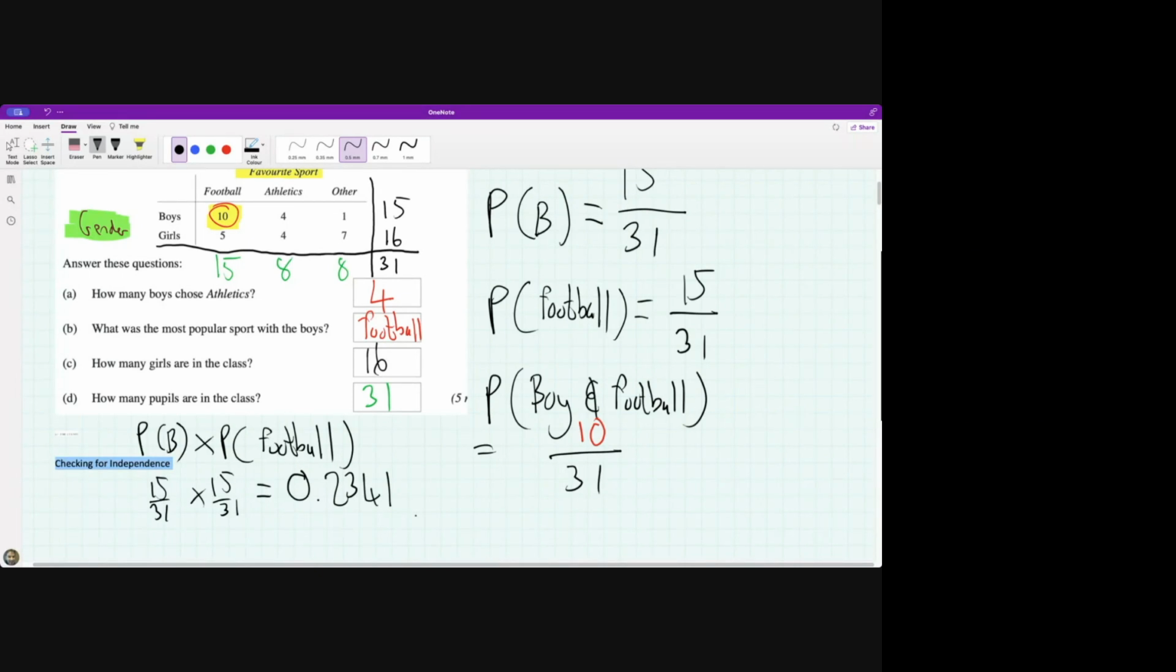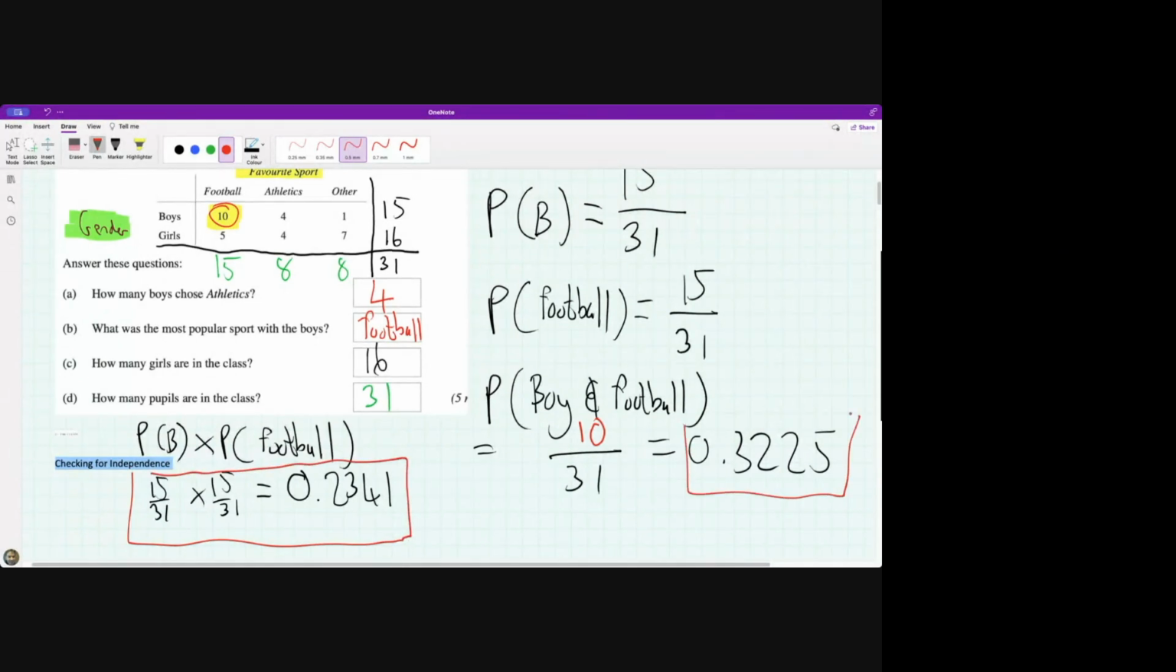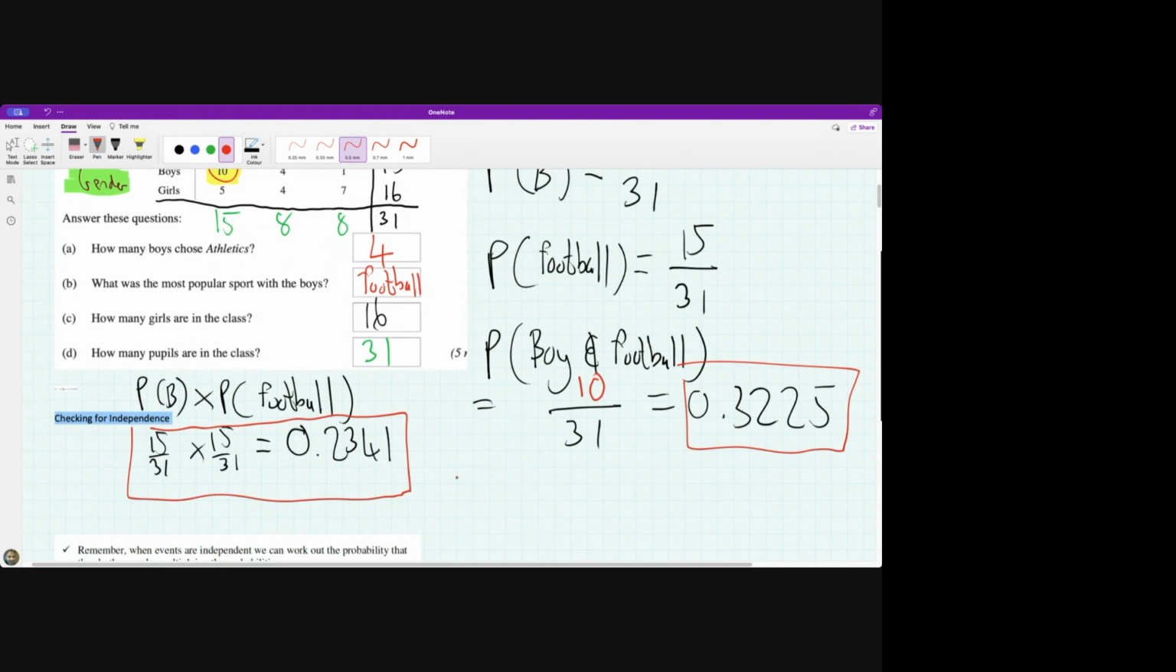Now, if I put it into decimal, what is the probability of being a boy and liking football? That's 10 out of 31. So let's just quickly work that out as a decimal. Okay, this is 0.3225. Now, the main thing I want to draw your attention to is that this is not the same as this. And so basically we would say the probability, this thing times this thing, is not the same as this.